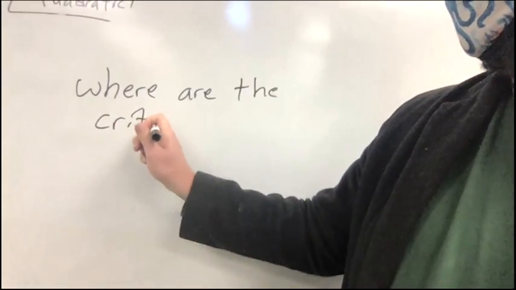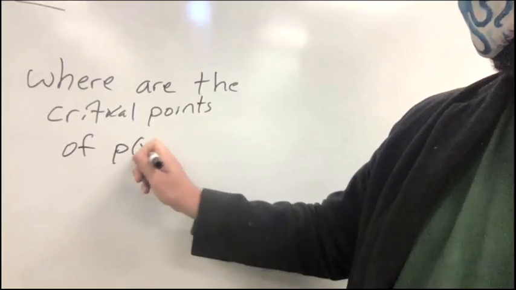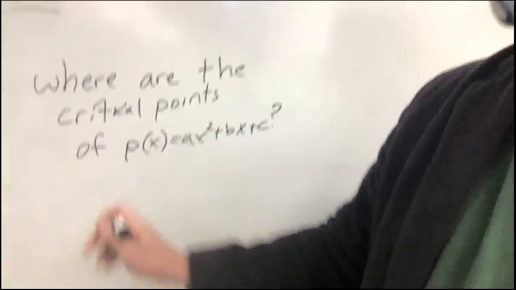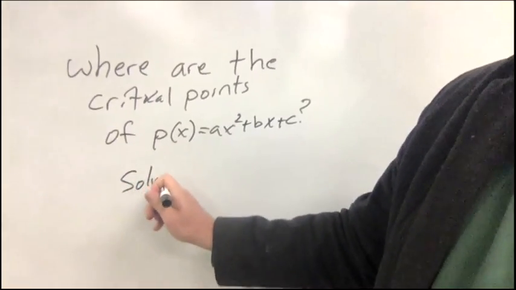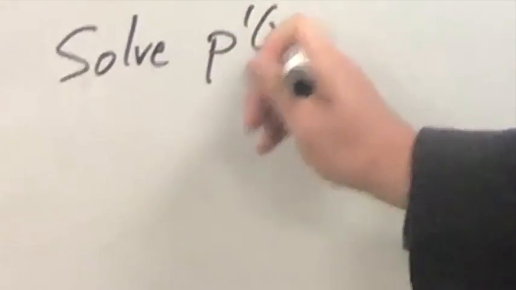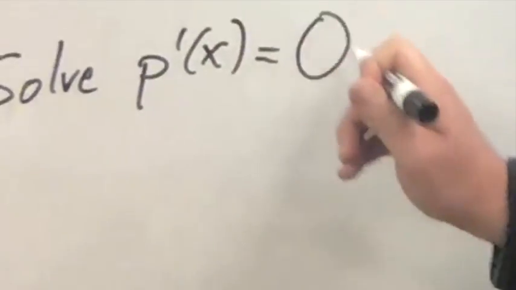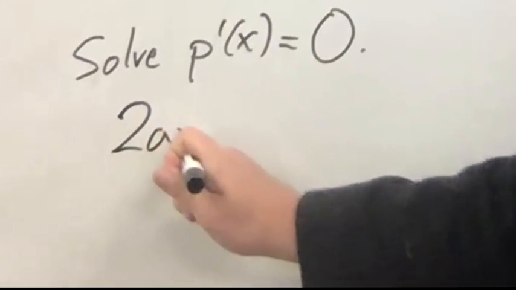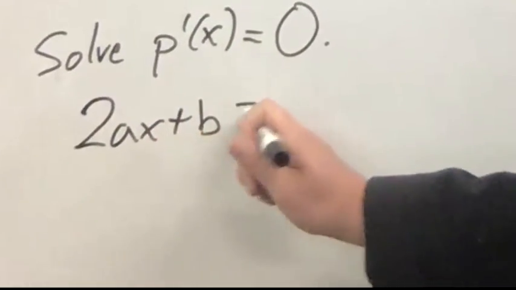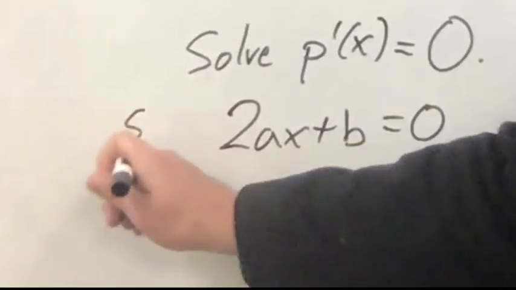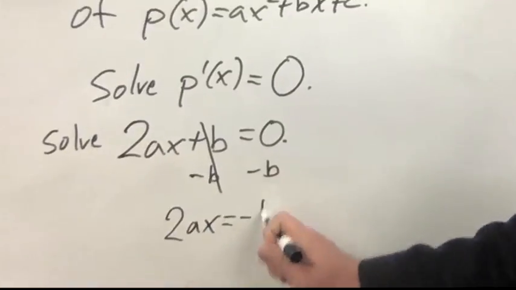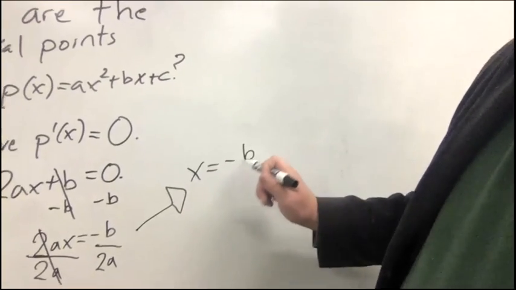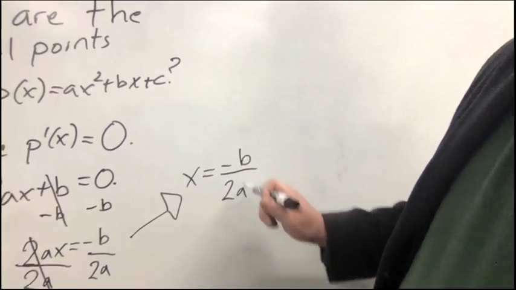Where are the critical points of P of X equals ax squared plus bx plus c? Well, we have to solve where P prime of X is equal to 0. And you told me correctly that P prime is 2ax plus b. So we need to solve 2ax plus b equals 0. X equals negative b over 2a.